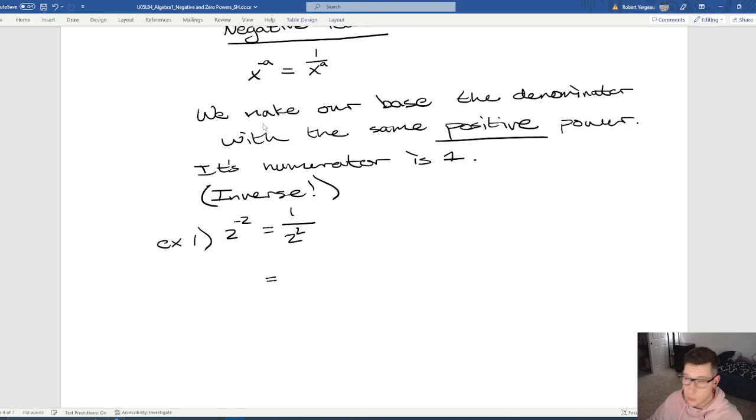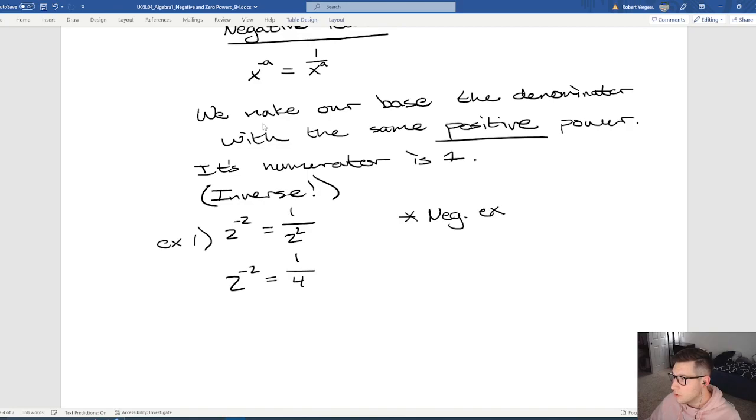Well, 2 squared is going to be 1 over 4. And so 2 to the negative second is equal to 1 over 4. Something I don't want to see, and something we have to be really careful of. We're going to star this.